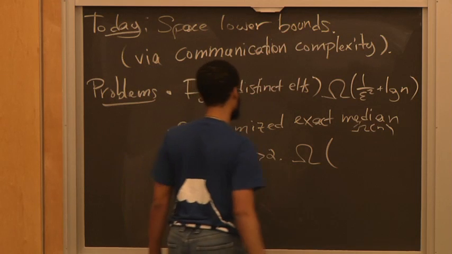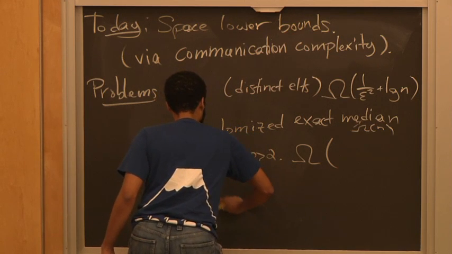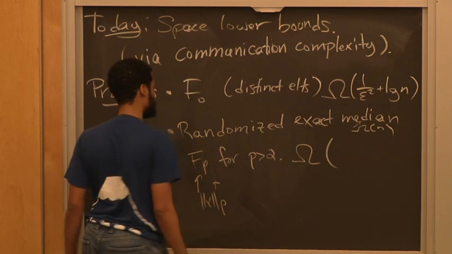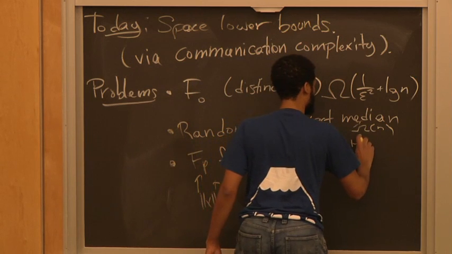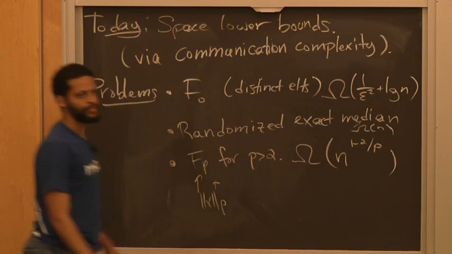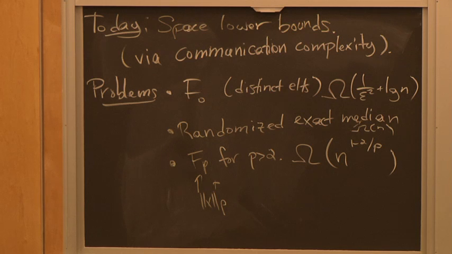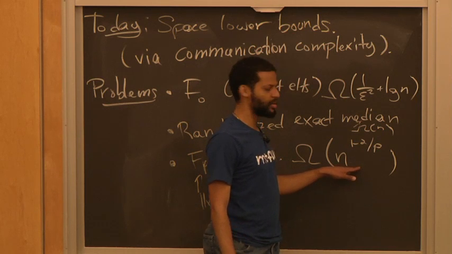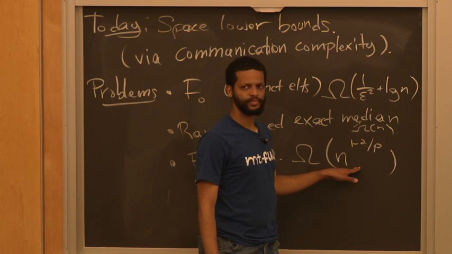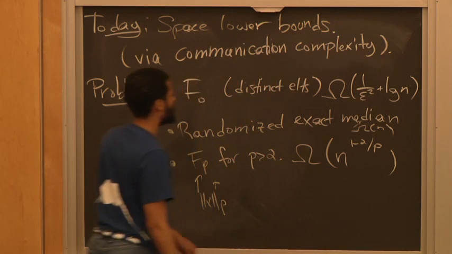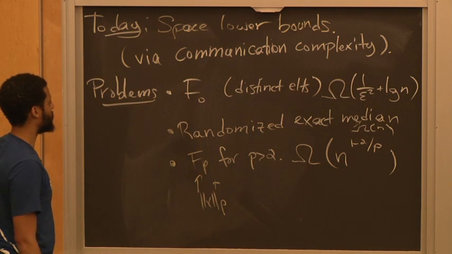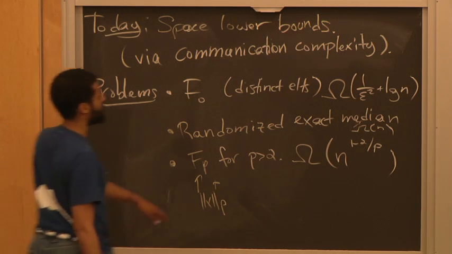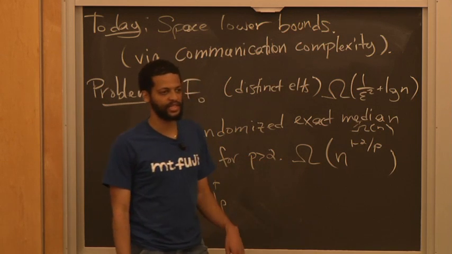And FP for p bigger than 2, remember, this is estimating the LP norm, to the p, let's say, up to 1 plus or minus epsilon. This is going to require n to the 1 minus 2 over p. Okay. And in this case, the lower bound was proven first. That's right. And the upper bound was proven a few years later by Indyk and Woodruff up to log factors. So anyone who 2-approximates FP needs at least this much space in bits.